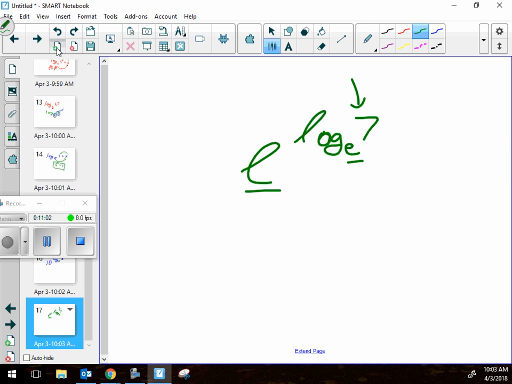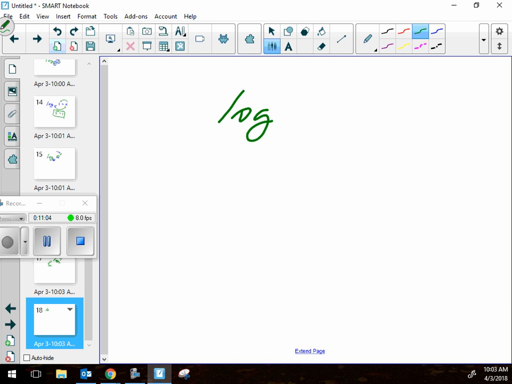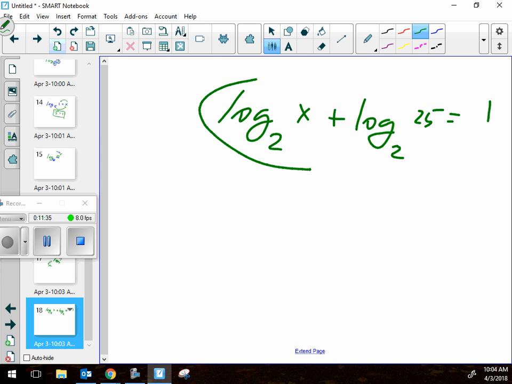Here's another little tidbit. Do you remember doing these? Let's say it was log base 2 of x plus log base 2 of 25 is equal to 1. Not nice, not easy, but you'll never solve this until you put the logs together into one log. Do you remember how to do that? Condense this down to just one log.